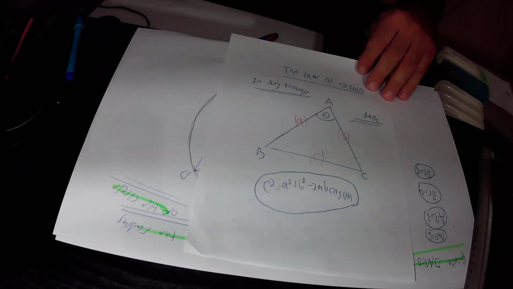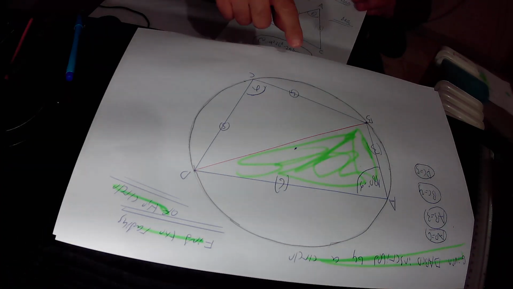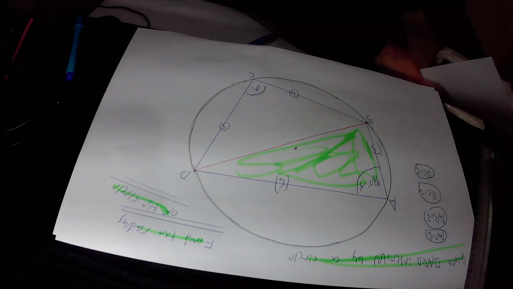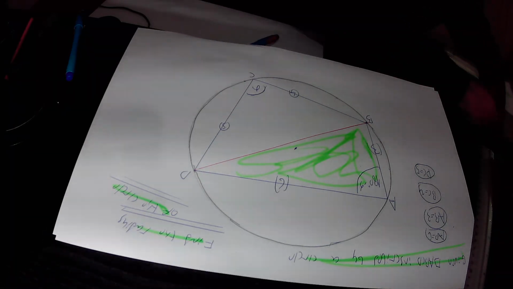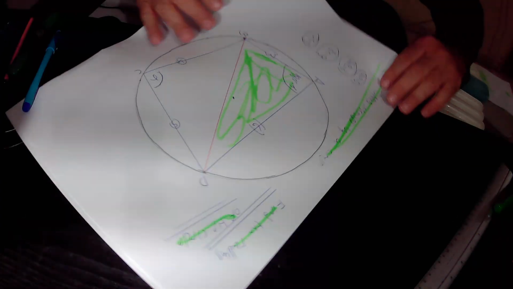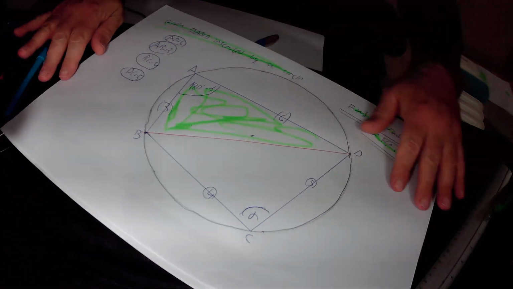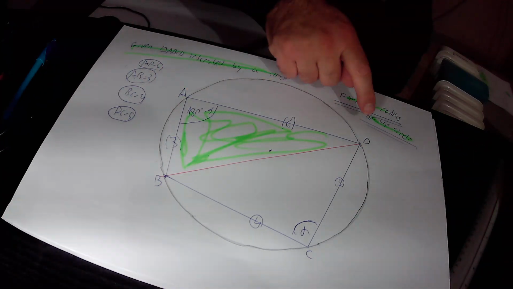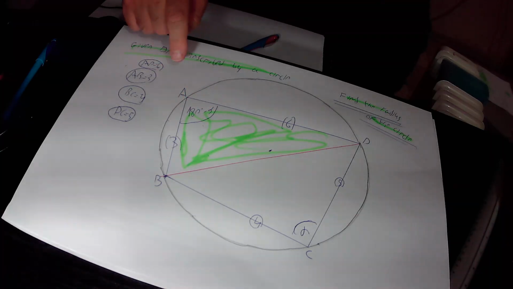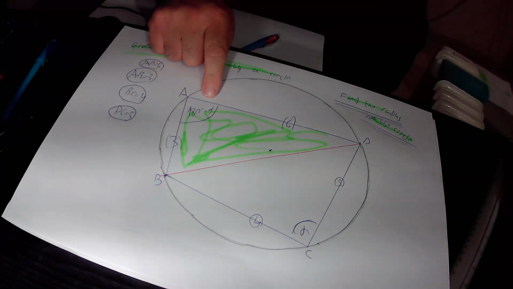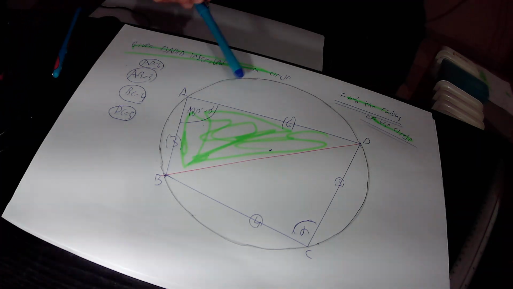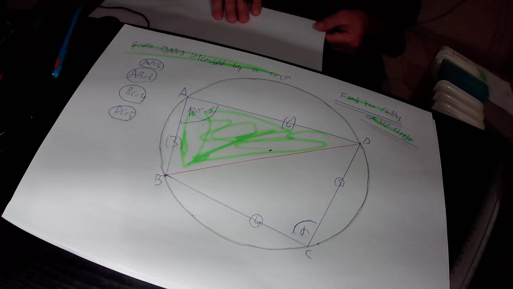So in the first step, we will apply the law of cosines in this green triangle ABD. According to the law of cosines, in this green triangle ABD, the following equation is true. BD squared equals AD squared plus AB squared minus 2 times AD times AB times cosine of 180 degrees minus alpha. So it is all according to the law of cosines.